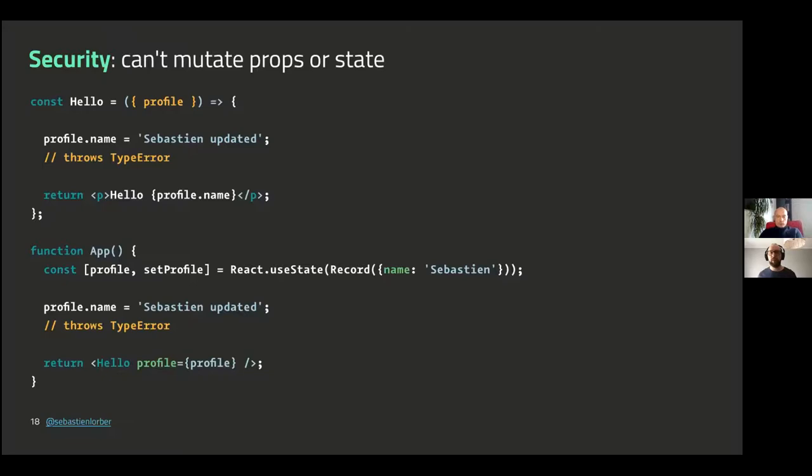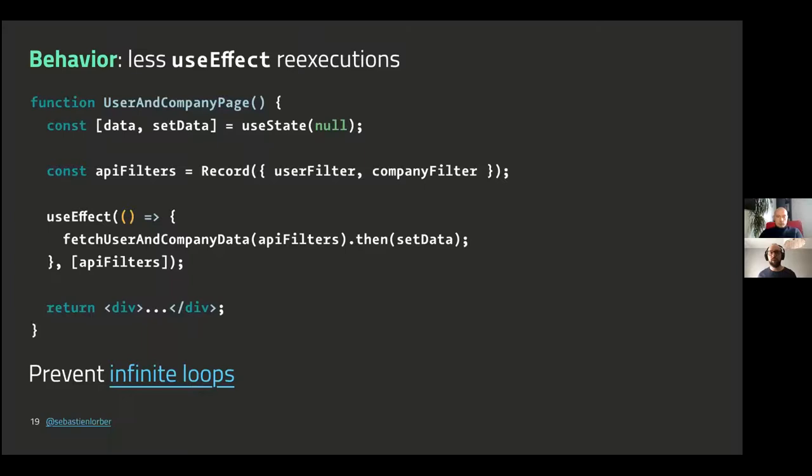So another benefit is the behavior difference that can be fixed by records and tuples. Here I'm going to present one, and there will be a demo about this later. Something that happens quite frequently in React applications is infinite render loops. Basically, what happens is that you have a useEffect that depends on an object that is created every time you re-render.